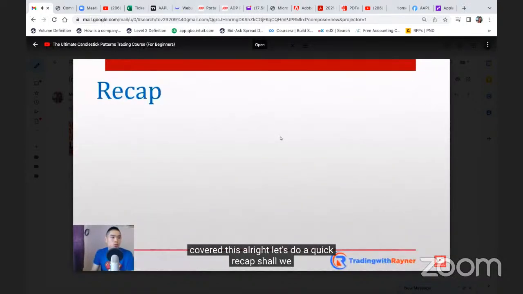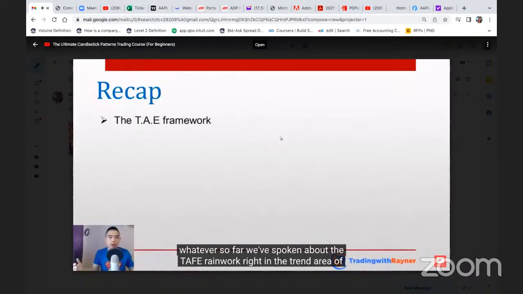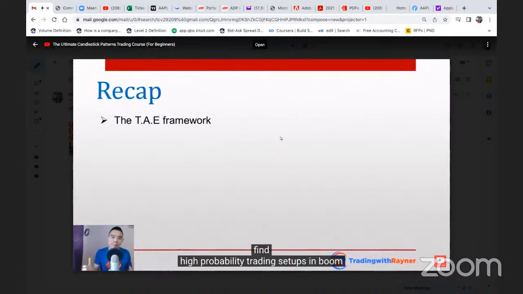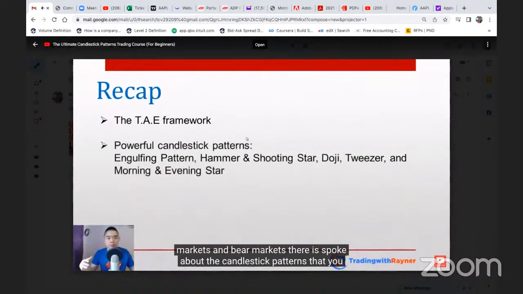Okay, we've covered this. Let's do a quick recap. What have we learned so far? We have spoken about the TAY framework: the trend, area of value, and entry trigger. If you look for these three things, you can find high probability trading setups in bull markets and bear markets. Then we spoke about the candlestick patterns you might want to pay attention to: the engulfing pattern, the hammer, shooting star, doji, tweezer tops and bottoms, and morning and evening star. That's pretty much what we have covered. So yep, that's a recap.